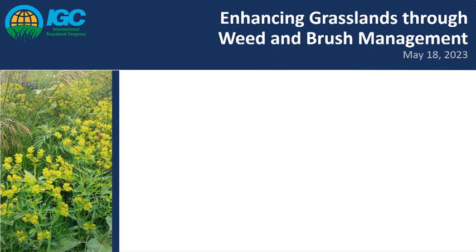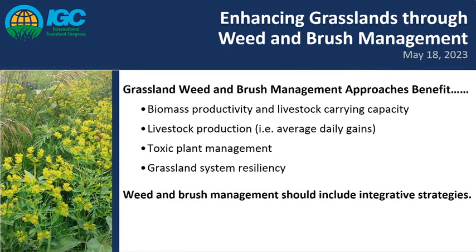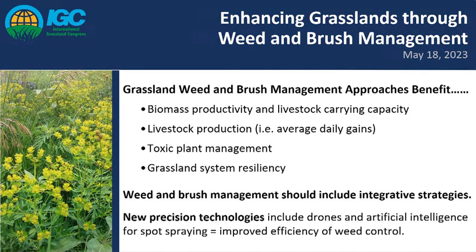Another thematic was enhancing grasslands through weed and brush management. And some documentation was shown that with proper management, weed and brush control can increase biomass productivity and livestock carrying capacity, increase livestock production, toxic plant management, and grassland system resiliency. But they emphasized it's not just a thing of we need to spray more, we need to use more herbicides, but weed and brush management should include integrative strategies. Fortunately, there's new precision technologies, including drones and artificial intelligence for spot spraying that will improve the efficiency of weed control.